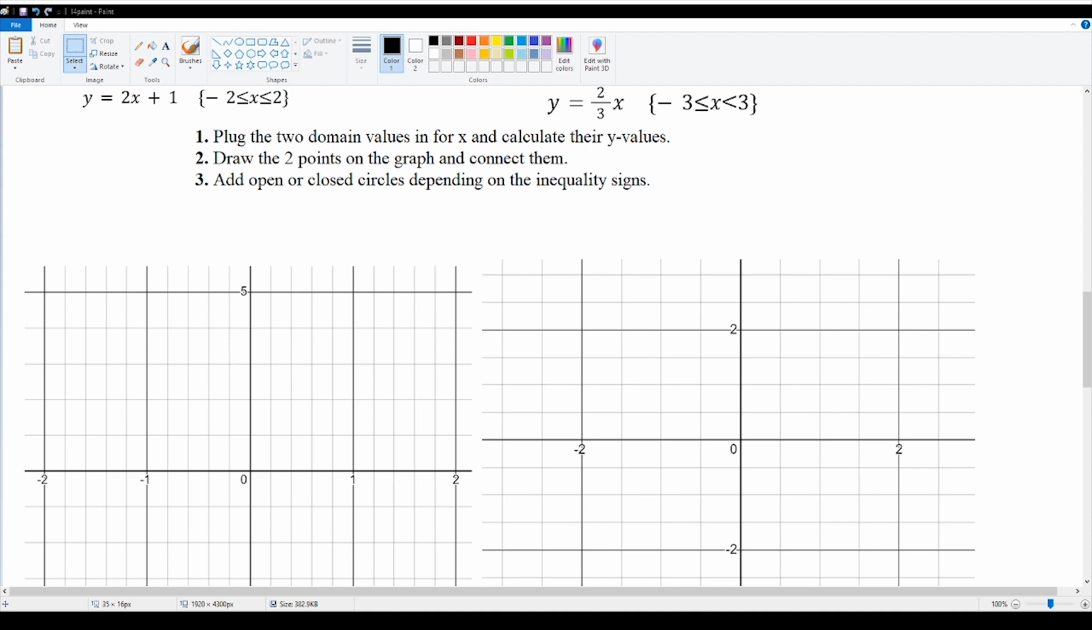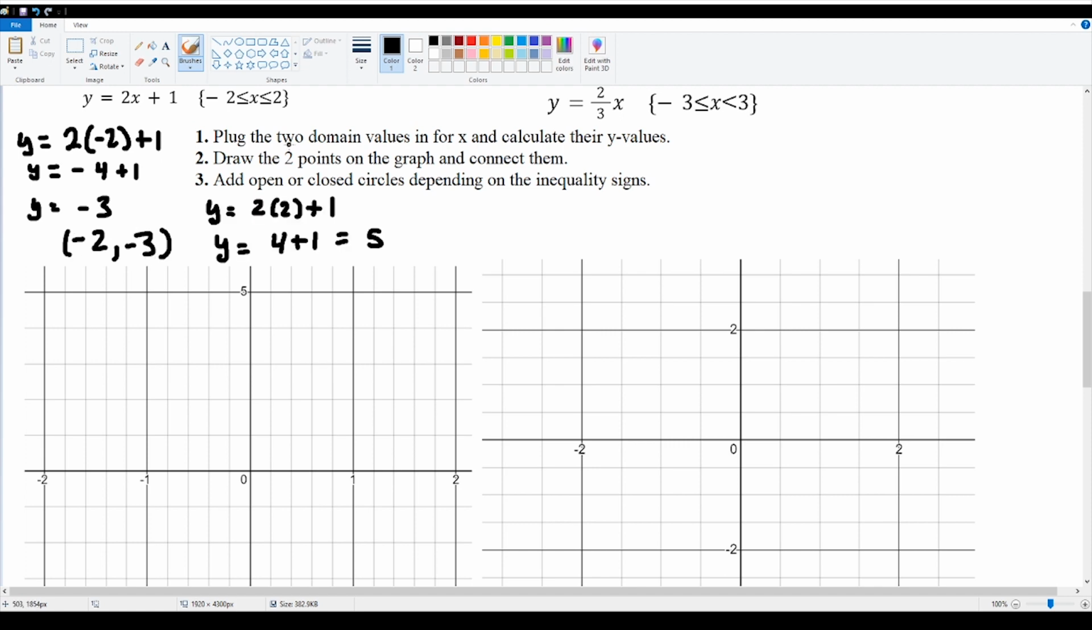the inequality signs. For our first example, if we plug the -2 on this end of the restriction in for x, we get -4 plus 1, which gives us a y value of -3, so our first coordinate is -2, -3. If we plug in the second domain point, we get 2 times 2 is 4, plus 1 is 5, so our second point will be 2 and 5.